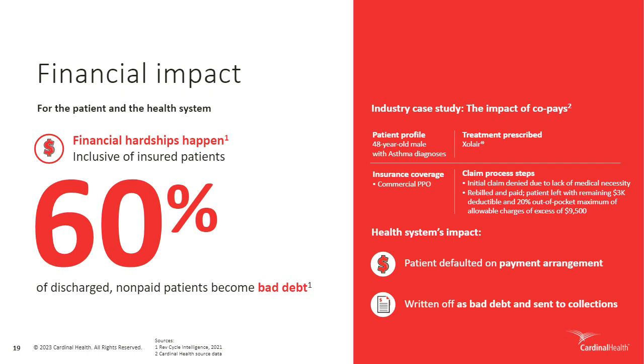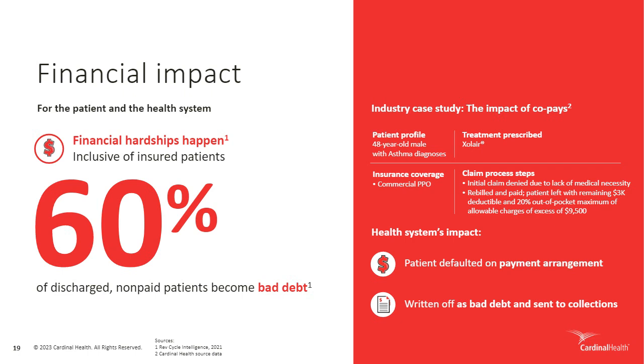Now this was rebilled and paid, but the patient was left with a remaining $3,000 deductible. They had 20% out-of-pocket maximum allowable charges, and this exceeded $9,500. This was further complicated by a November to January life cycle, so they incurred that deductible, unfortunately, twice. The patient had set up a payment program and arrangements, but life happened, and in the end it was defaulted and written off to bad debt. The reality is that through holistic advocacy practices and line of sight to remit, we could have remapped the entire reality of this claim.